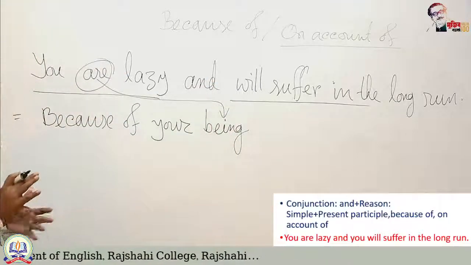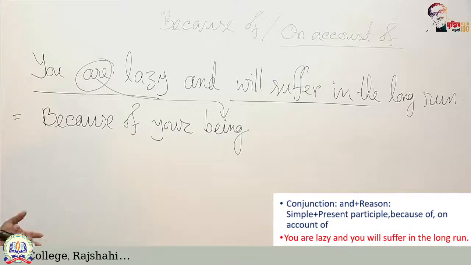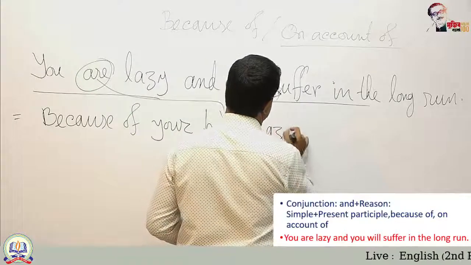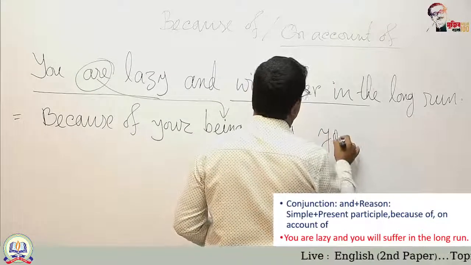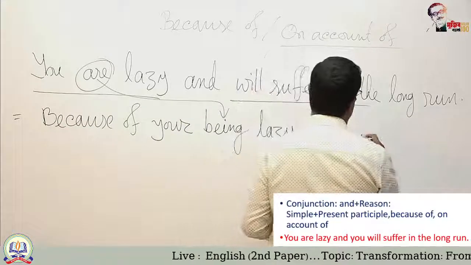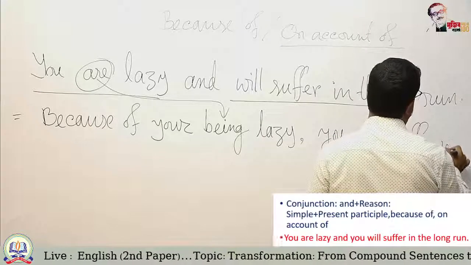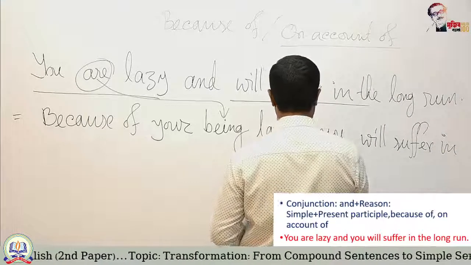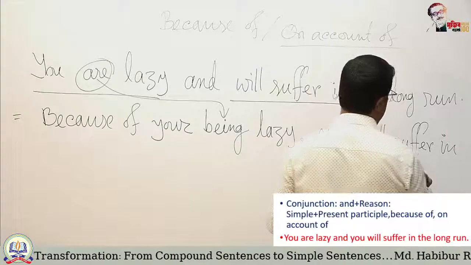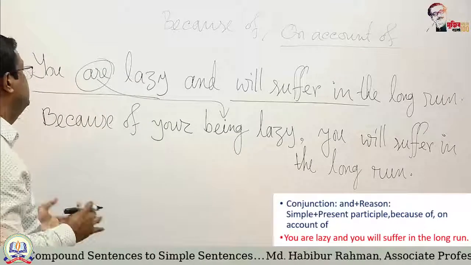Being, all the be verbs become being: am, is, are, all are being when the ing form comes. Because of your being lazy, you will suffer in the long run. Okay, this is one type.